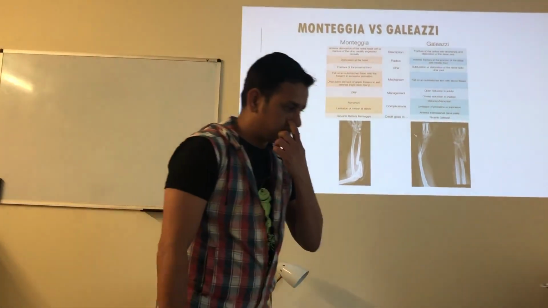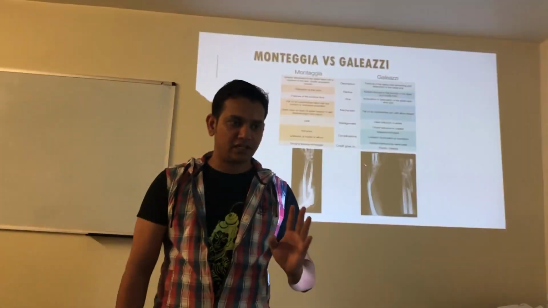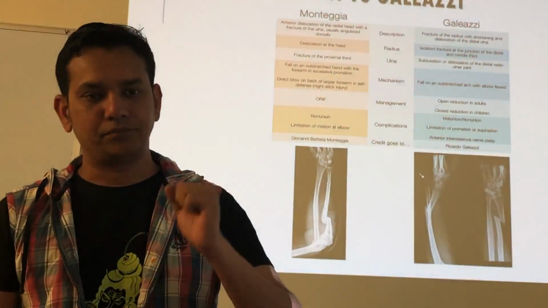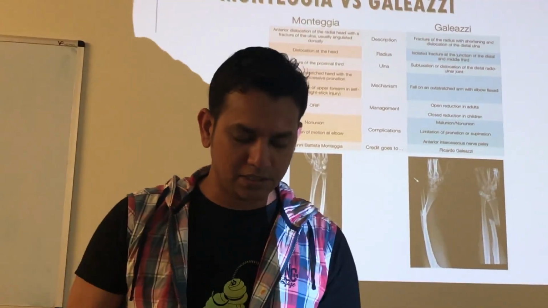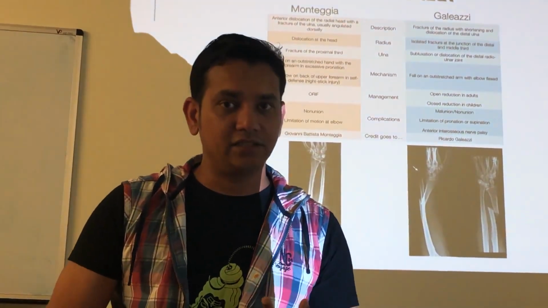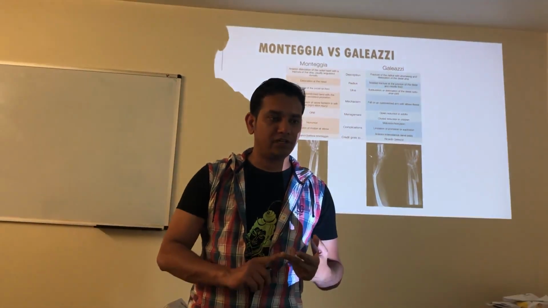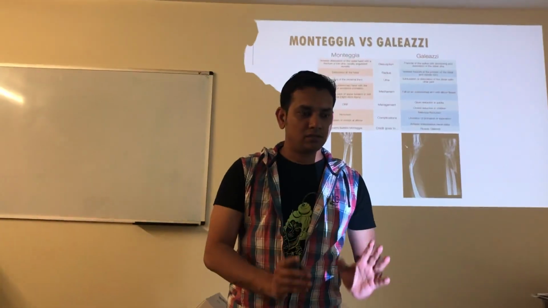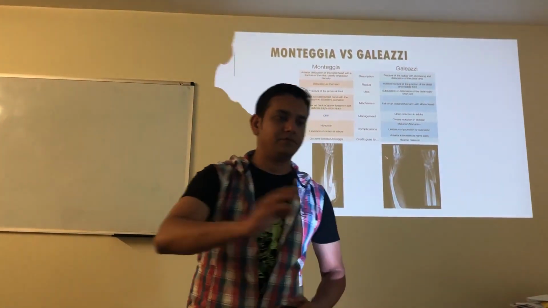Monteggia and Galeazzi. So points to remember is fallen outstretched hand or direct blow. So Monteggia, Galeazzi, both need admission, both are unstable, open reduction, internal fixation. The thing they like to ask is, which is Monteggia, which is Galeazzi?